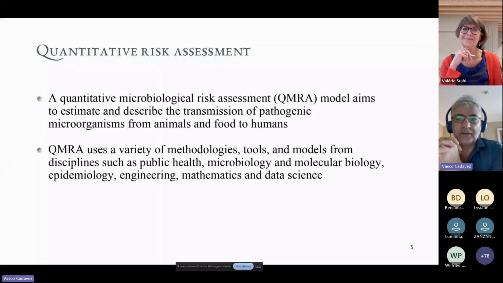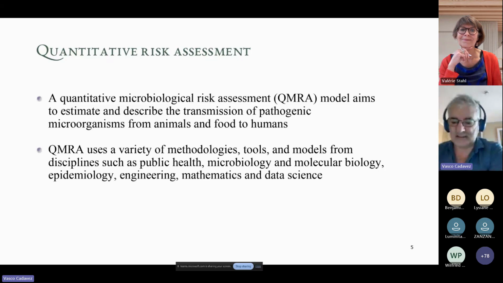A QRA model aims to estimate and describe the transmission of pathogenic microorganisms from foods, can be animal, can be vegetables, to humans. So we want to model this occurrence. There are a variety of methodologies, tools, and models that you can find in public health, microbiology, molecular biology, epidemiology, and of course, we also need some knowledge about modeling, and there come engineering, mathematics, and in general, data science.